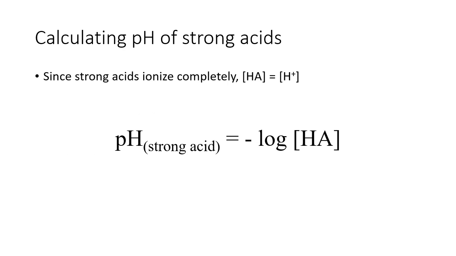So how do we calculate the pH of strong acids? Well, since strong acids ionize completely, the concentration of the entire acid should equal the concentration of H plus ions once it's fully dissociated. Therefore, the pH of a strong acid equals the negative log of the concentration of the acid. If you want to see an example problem where you would use this equation, you can go back to example problems 1 and 2.